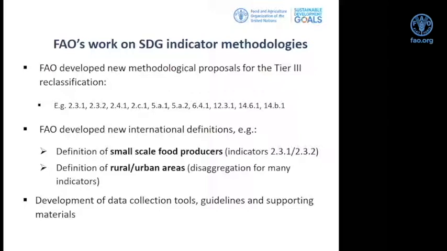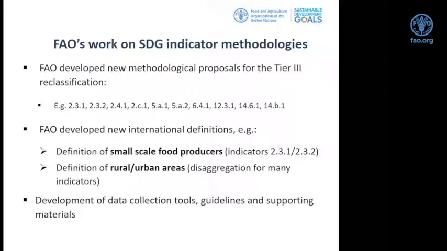This was the case for numerous indicators, which I'm not going to go through the list, but just to exemplify, 2.3.1, 2.3.2, 2.4.1, and so on. For some SDG indicators, FAO also had to develop new international definitions for the key concepts. This was the case with indicator 2.3.1 and 2.3.2, whereby we came up with a definition of small-scale food producers and the definition of rural and urban areas, which is still under the process of development. And once developed, it's going to be used for disaggregation of many SDGs that goes beyond the mandate of FAO.